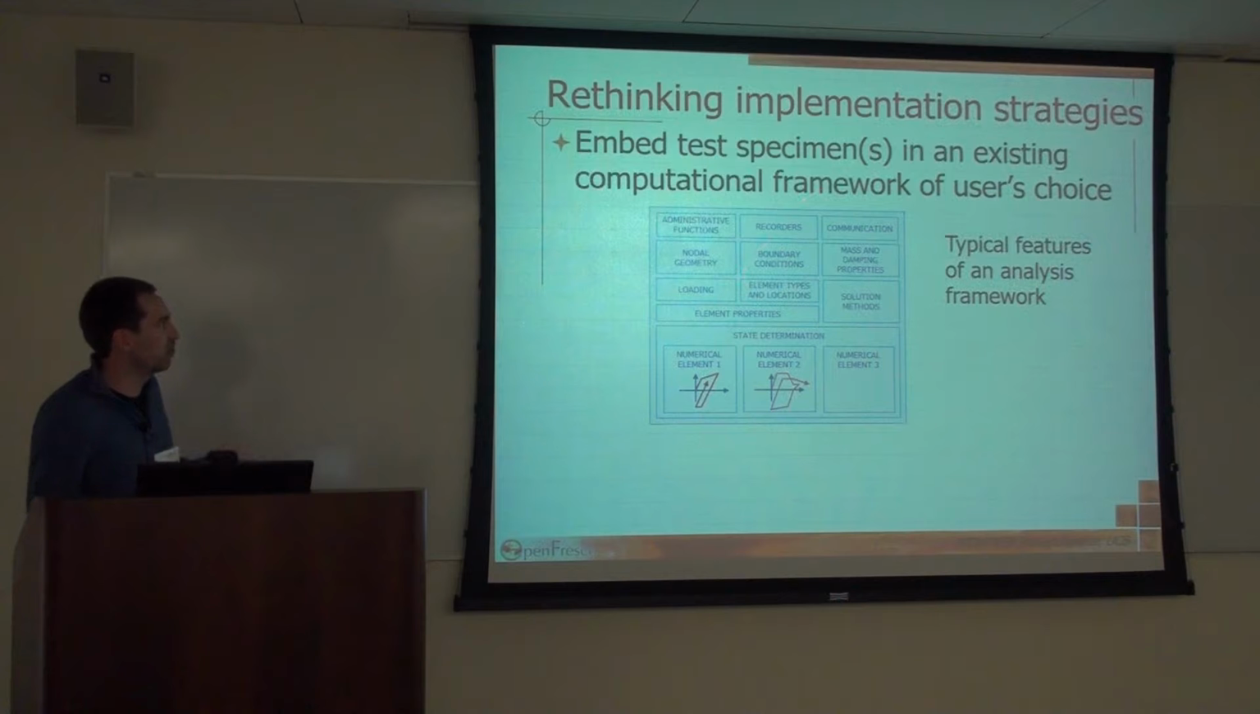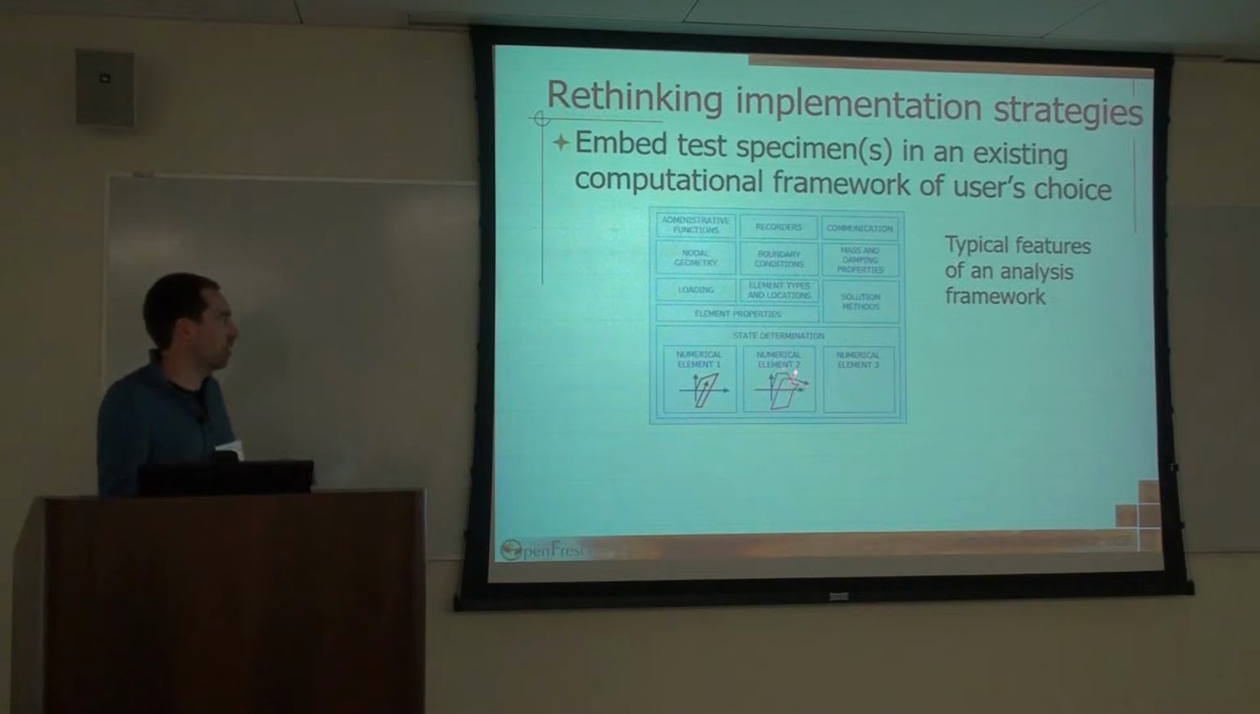And in your finite element code, you typically have different things that you need to define. So you have your nodal geometry, boundary conditions, you define mass and damping properties, and then you put in some loading conditions. And eventually you will get down to where your element and material properties are in your finite element software. And so you will define different parts of your structure with different elements and material properties. So you have maybe one area in your structure that you can describe well with one numerical element, and another area with another numerical element.